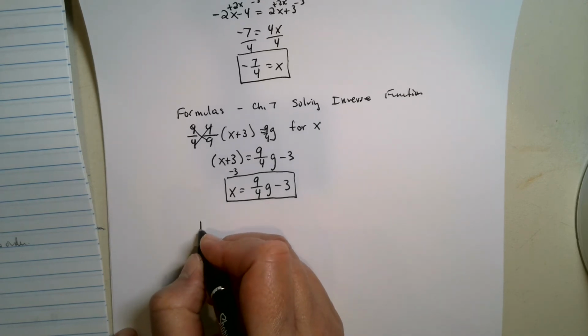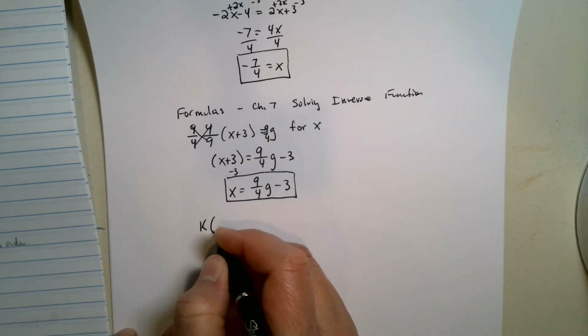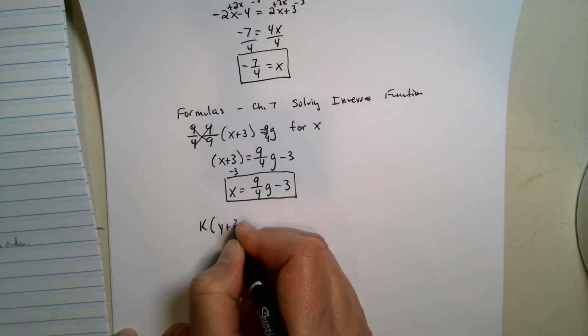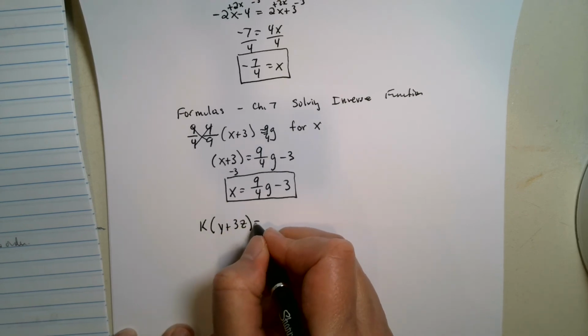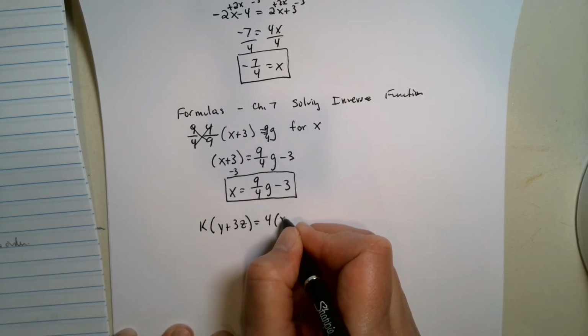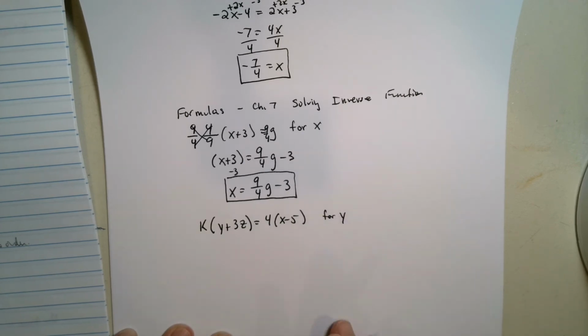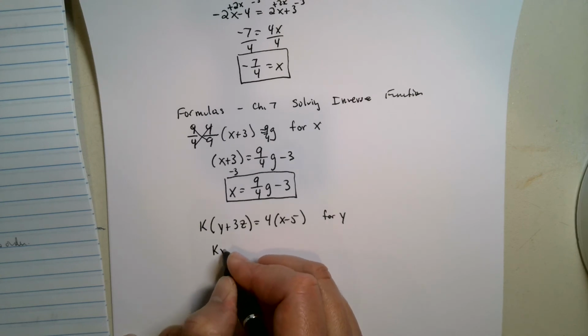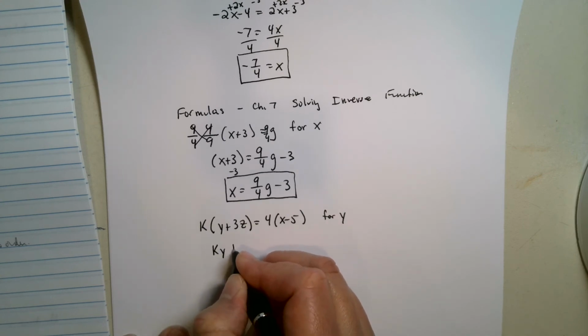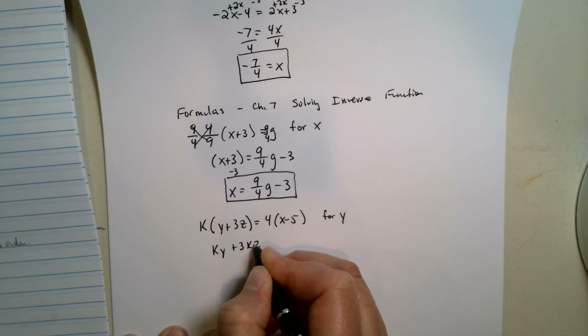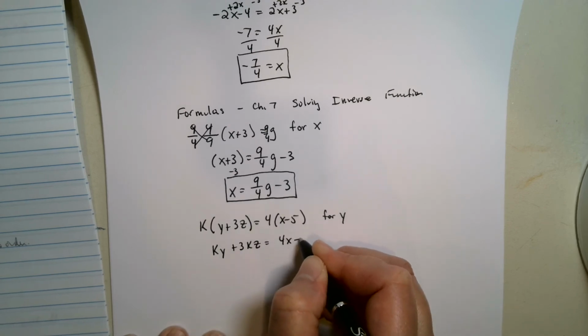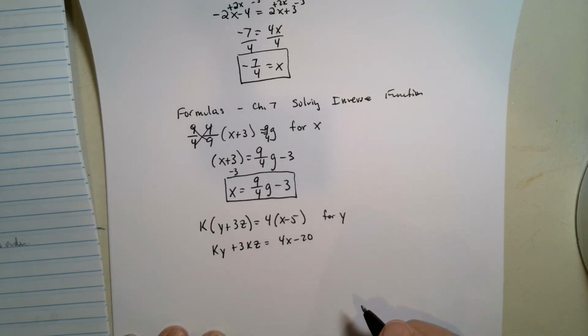You want to look at one more. If we have k times parentheses y plus 3z equals 4 times parentheses x minus 5, and we want to solve for the y. So I could divide by the k, but there's a lot more involved here, so I'm just going to distribute the k first. So I'm going to have k times y plus 3kz, and I'm going to distribute the 4. So that would give us 4x minus 20.